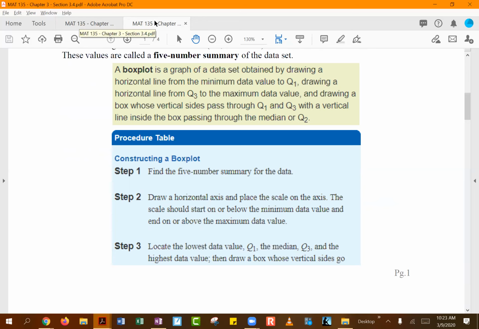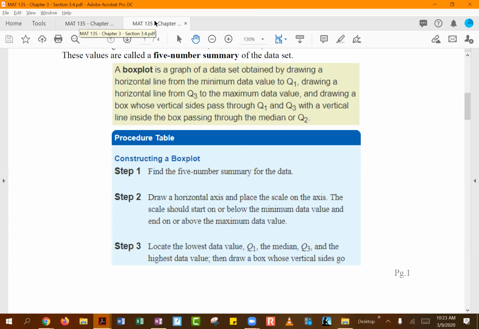Depending on your lowest data value and your highest data value, we're going to have to spread it out evenly. They're saying the scale should start on or below the minimum value, and it should end at the highest or maybe a little bit higher than the maximum data value. So again, you don't have to start at 0 like we normally do for our x-axis, right? And then you're going to find your lowest data value, the Q1, Q2, Q3, and the highest data value.